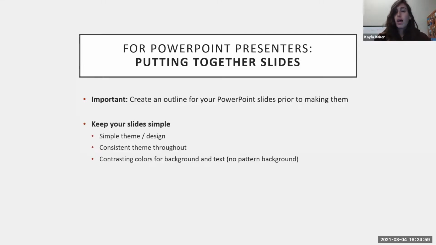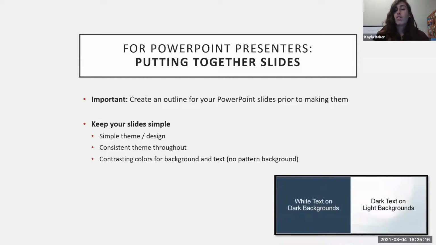So when you make your slides, try to keep them as simple as you can. You want a really simple theme, no patterns in the background, because when there are patterns in the background, it also makes the readability of the words go down. So make sure it's plain in the background. You want to keep contrasting colors. So for example, if you have a light background, keep the text dark. Vice versa, if you have a dark background, keep the text light.